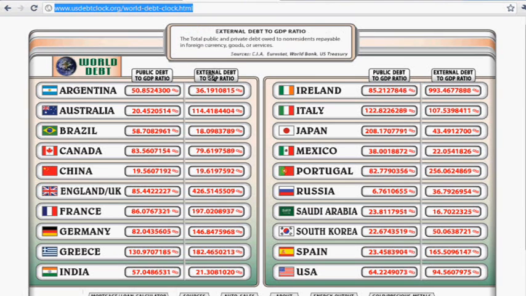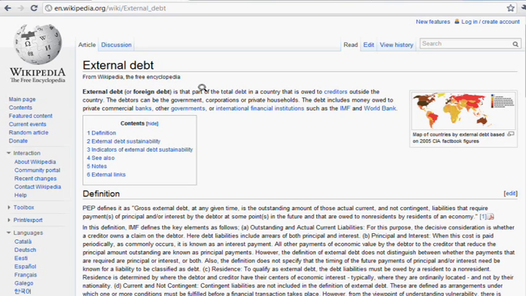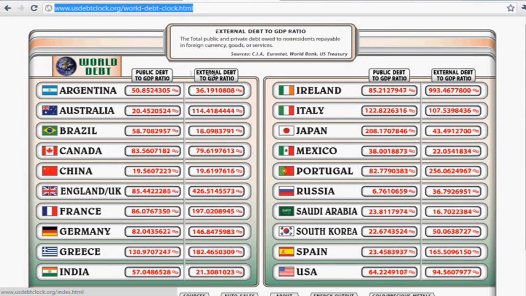And when we go back to this external and public debt, we can use Wikipedia to explain to us what it is. An external debt or foreign debt is that part of the total debt in a country that is owed to creditors outside the country. The debtors can be the government, corporations, or private households. The debt includes money owed to private commercial banks, other governments, and international financial institutions like the IMF and World Bank. So as it sounds, external is money owed to other countries.